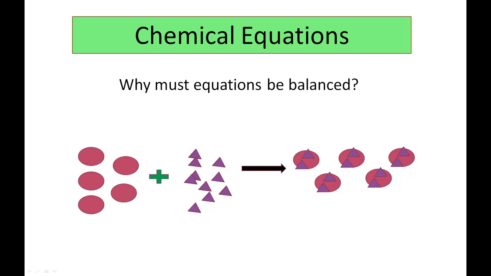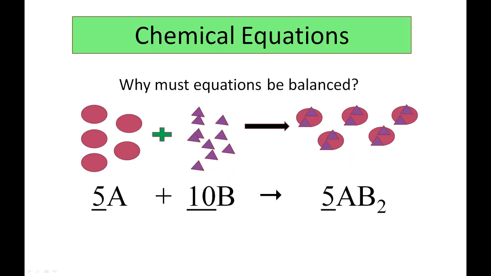Here's a symbolic example of a balanced equation. Notice that we have 5 atoms of A over here on the left side as a reactant, and you have 10 atoms of B on the left side of the equation. So if we were to combine those two, you can see that we actually form 5 different compounds of something called AB2. So you'll notice that there's 5 compounds of AB2, but there's 5 A's and 10 B's still on both sides. If we were to write this out as a chemical equation, it would look something like this.